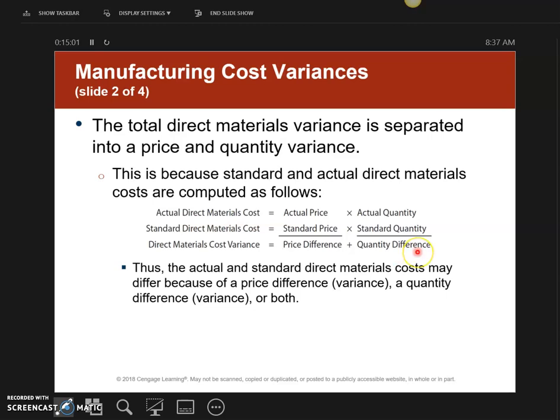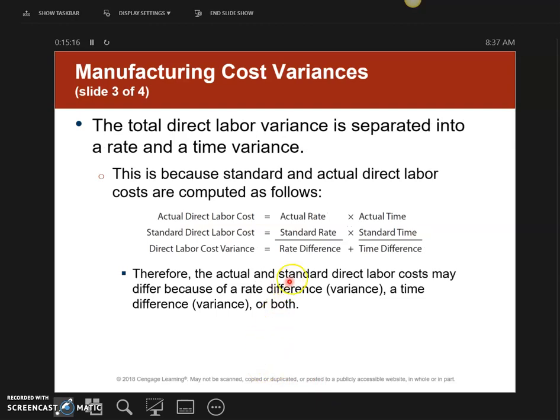So I'm going to have two variances. I'm going to have a price difference variance and I'm going to have a quantity difference variance for direct materials. And I'll explain that a little bit later. Okay, let's go to direct labor. Same concept. It's the difference between the actual cost and the standard cost. But the actual and standard are broken down to the actual rate and the actual time. So this is the hourly rate and the time it takes to make it. This is also called time. It's also called efficiency sometimes.